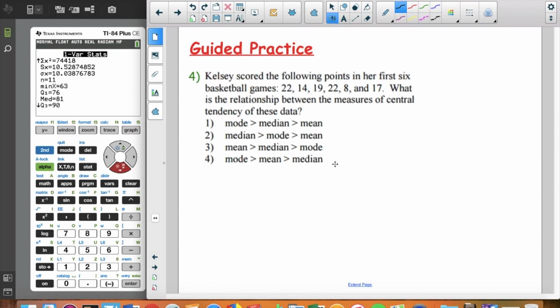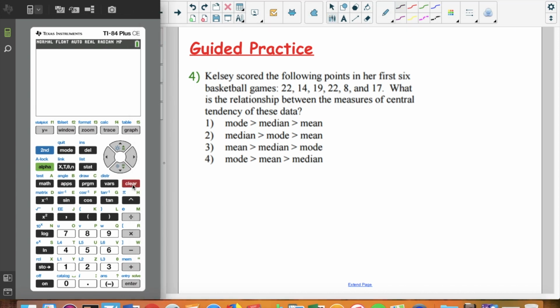Okay, let's do another problem here. Now I know not all of you have this graphing calculator. I am going to show you as well how to do it on Delta Math. But first, let's look here. It gives us: Kelsey scored the following points in her first 6 basketball games. What is the relationship between the measures of central tendency?